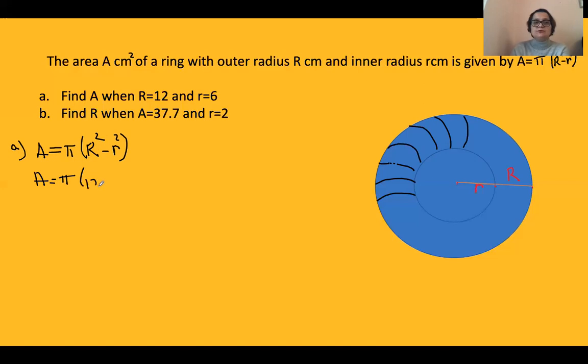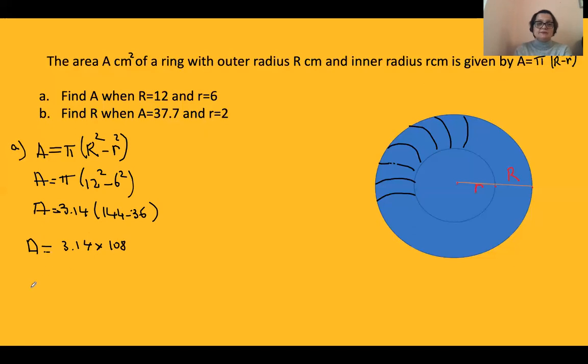So it's going to be 12 to the power of 2 minus 6 to the power of 2. So A equals pi is 3.14, and then 12 to the power of 2, it is 144, 6 to the power of 2 is 36. So take away 36. So A equals 3.14 times the answer of the bracket, which is 108.